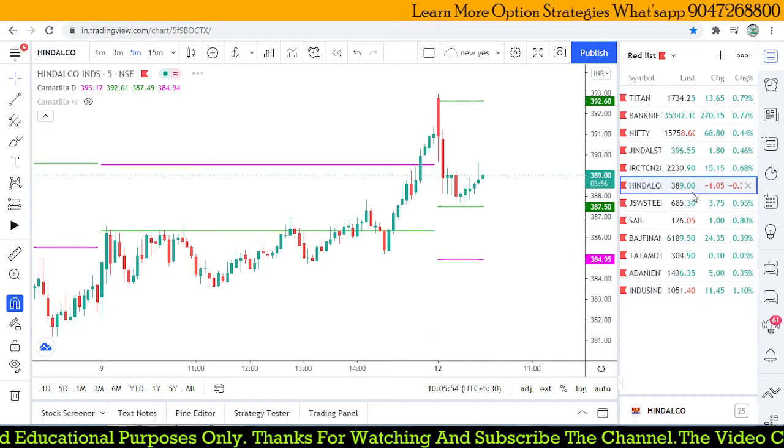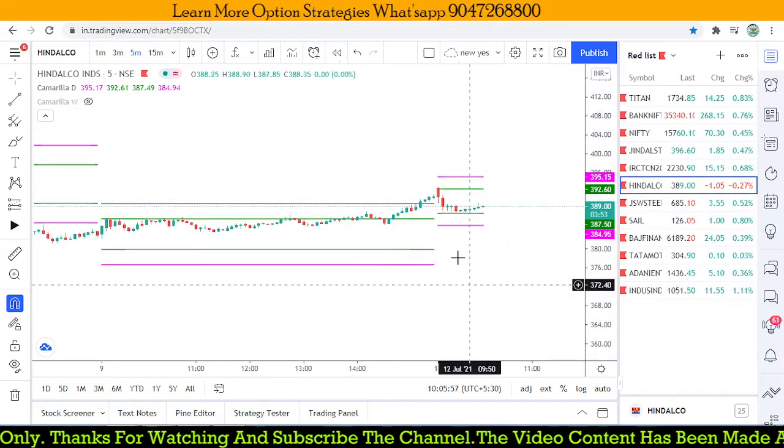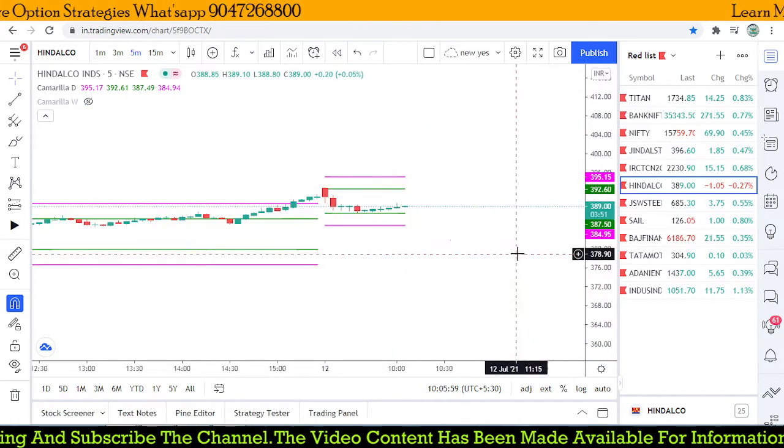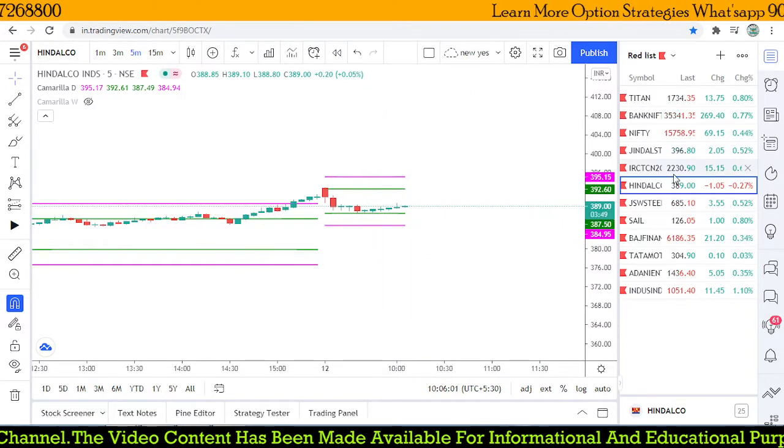And Hindalco opened around R3, so we may try to buy the pullback at this point.